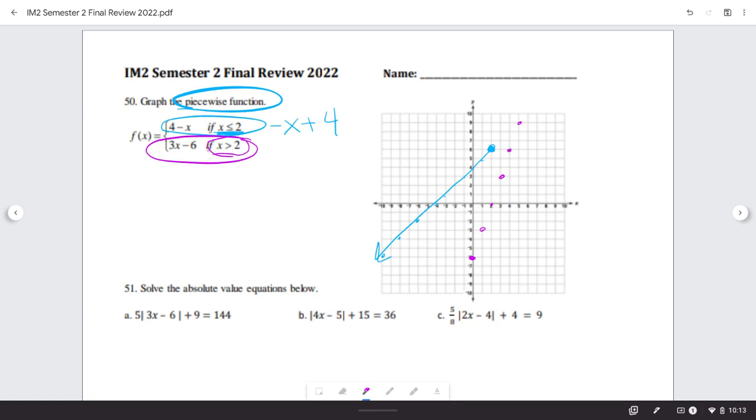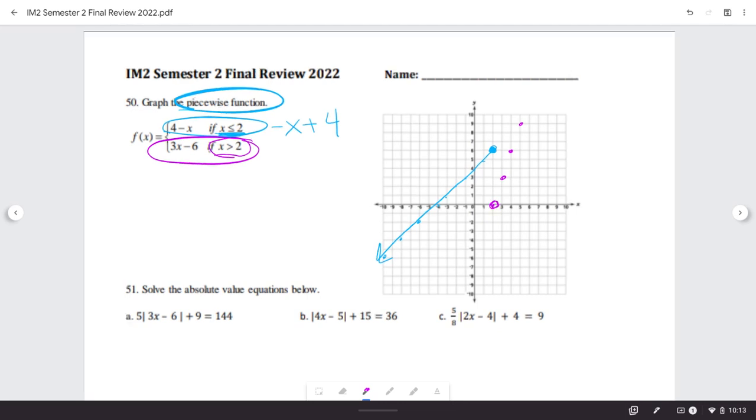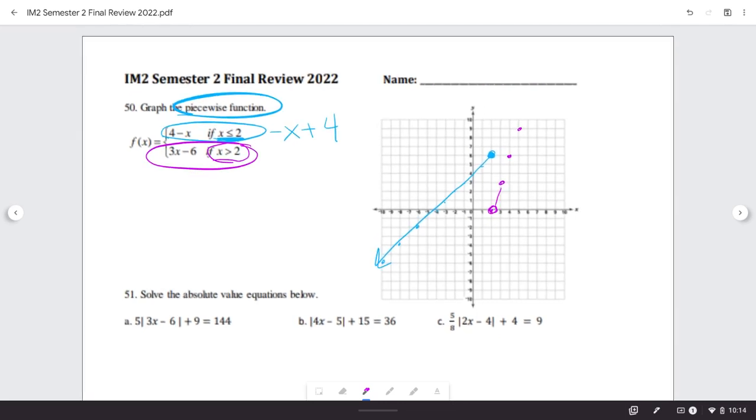Now this one starts at 2, and it's going to be an open circle. So that means I'm going to go ahead and erase these because it hasn't started there yet. It started right there, and it is an open circle because it has a greater than. So greater than or less than, it's going to be an open circle. Greater than or equal to, less than or equal to, is going to be a closed circle in case you forgot.